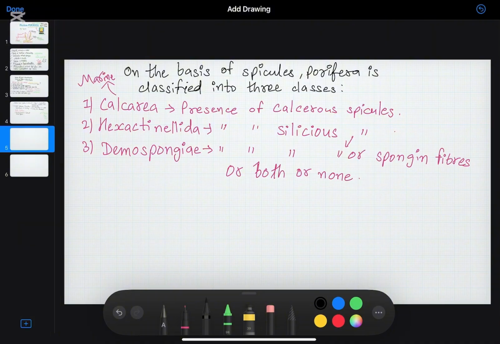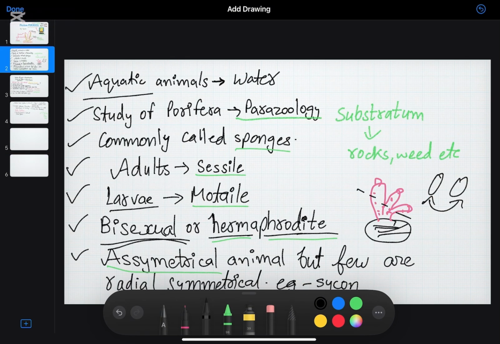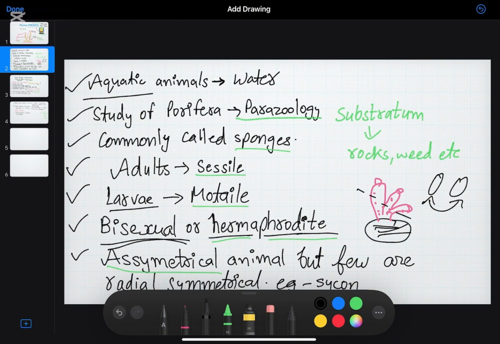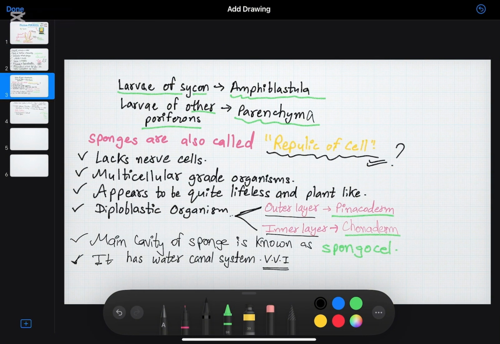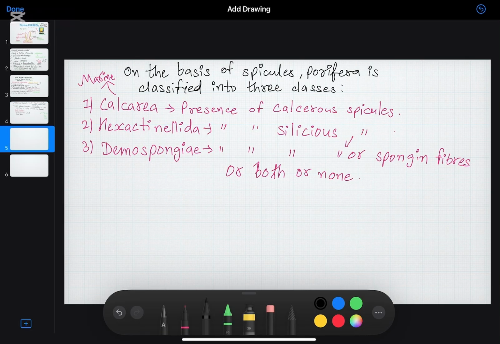So these were some characteristics of phylum Porifera. First we did the introduction and studied their structure, then we discussed their general characteristics, then their main characteristics, and then we studied some body systems. If you want to study in more depth, just let me know in the comments and I'll do it. Now next we will be doing some MCQs.